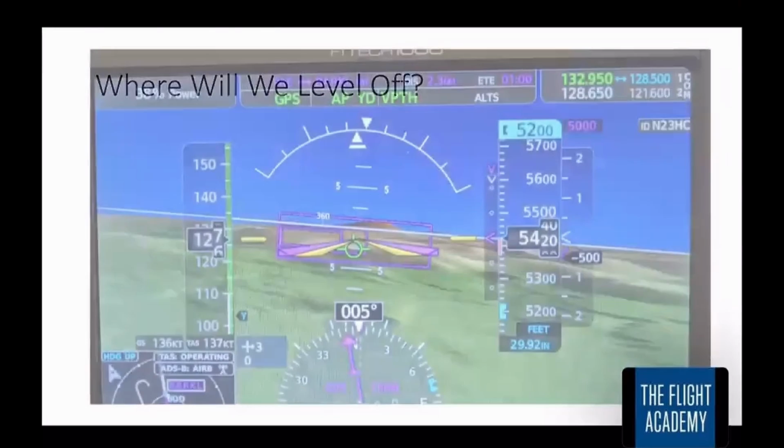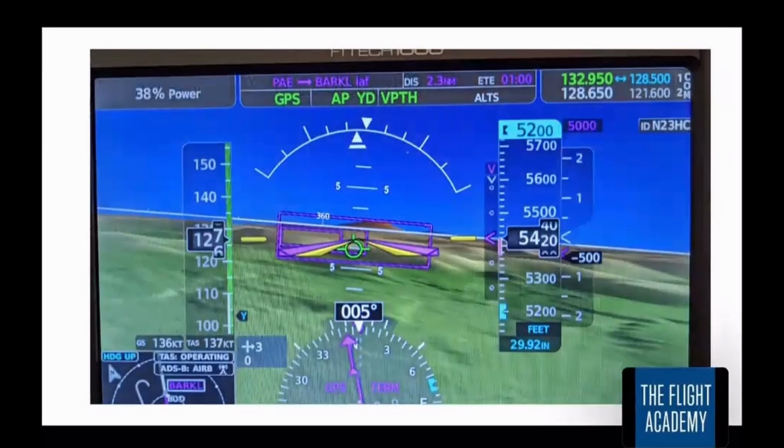So where will we level off? In this case, we're looking up here. I've got an airplane at 5,420 feet with an altitude bug of 5,200, and in my FMS, or my flight plan, I have a VNAV altitude of 5,000 feet. Up on the scoreboard, I can see we are on VPath, and sure enough, I'm right on it.